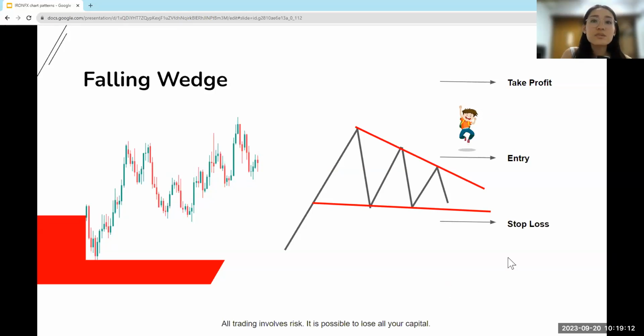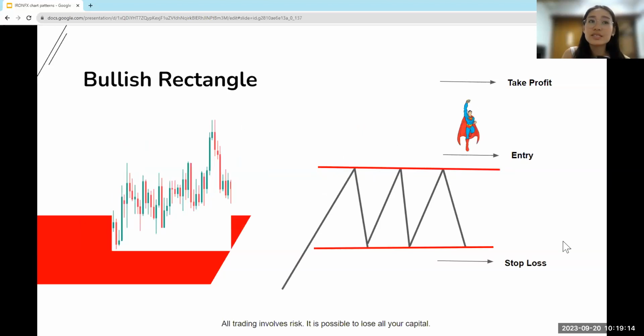Okay. So our next continuation pattern that we want to talk about is bullish rectangle. Similarly for bearish, it's about the same, just in the opposite direction. In our bullish rectangle, we have three swing highs, though it doesn't have to be three. If you can see in our example with the candlesticks, it's just a consolidated area in which price is testing the upper boundary and the lower boundary, or resistance and support level.